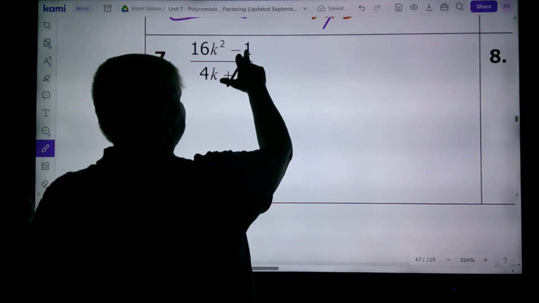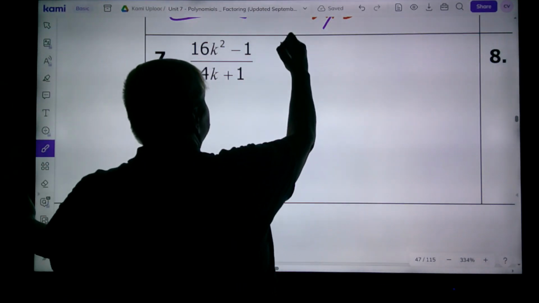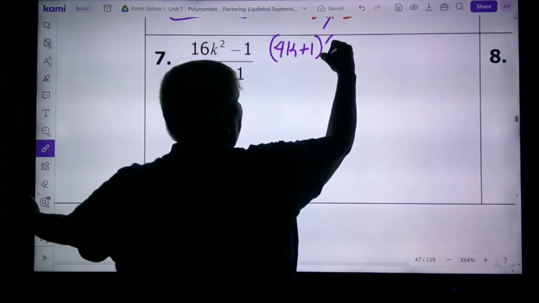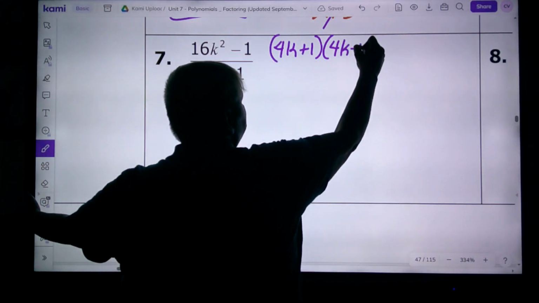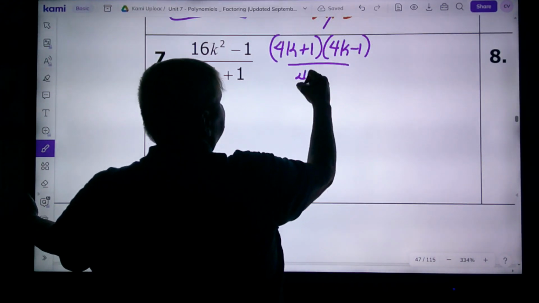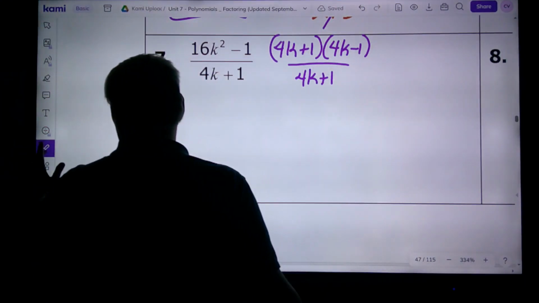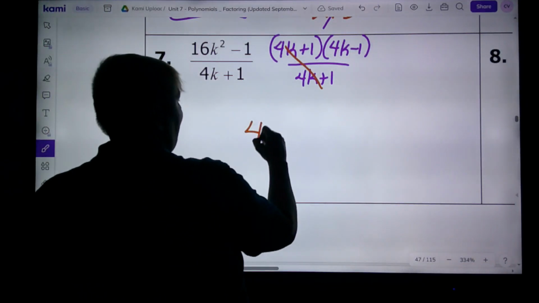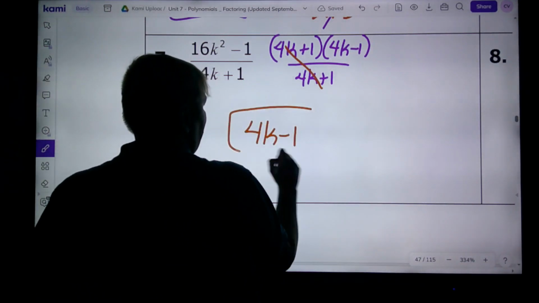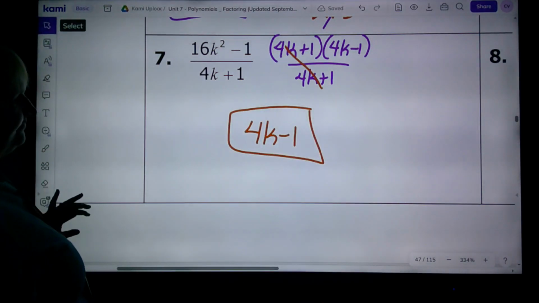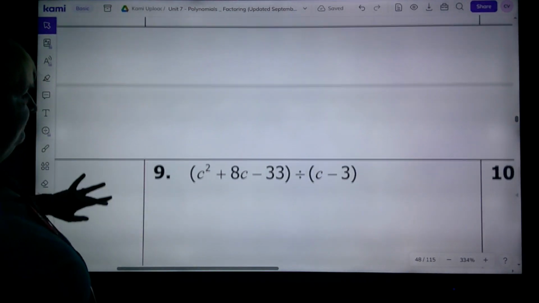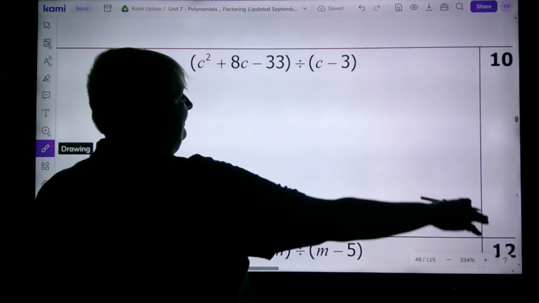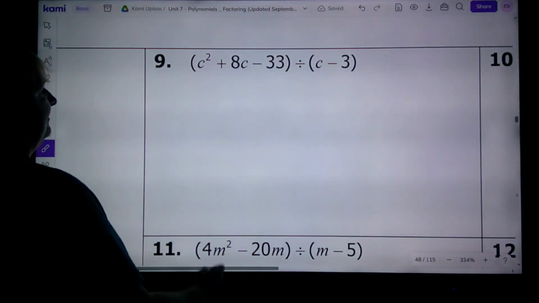Difference of squares. Right? So 4k plus 1, 4k minus 1. I know I'm right because it gave me the answer. I'm left with 4k minus 1. This is written horizontally, but it is the same thing.